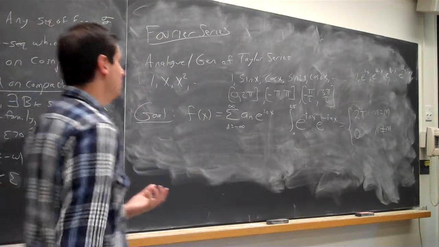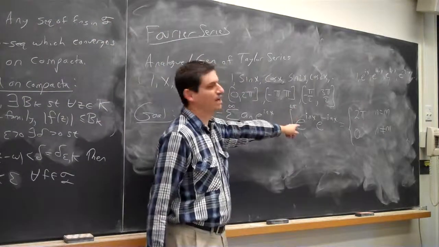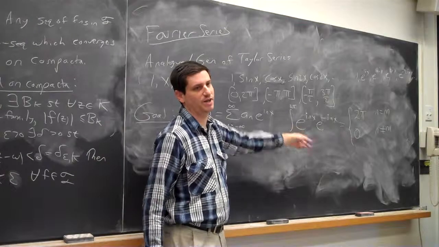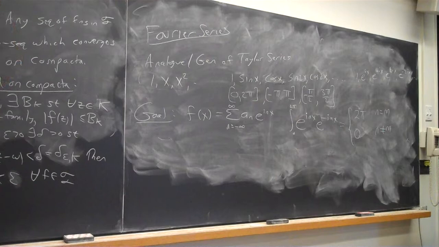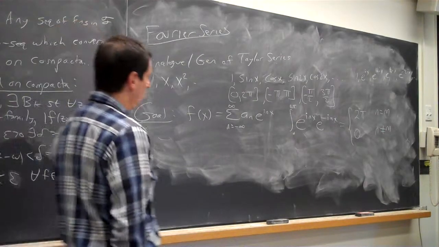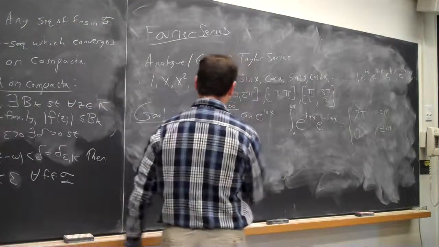I would much rather put my pi's in here and not have to divide my functions by square root of 2 pi. That just feels wrong to me. It's which formula do you want to be clean. We can actually figure out what a_n is.